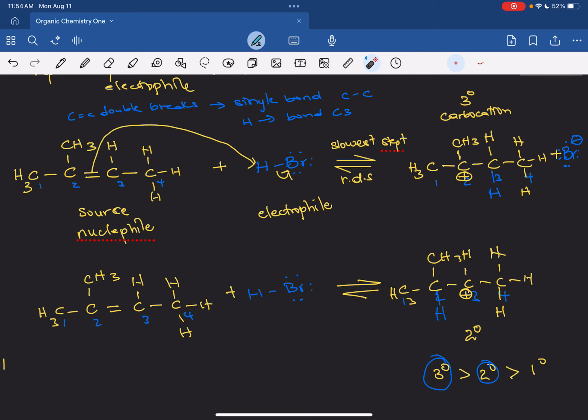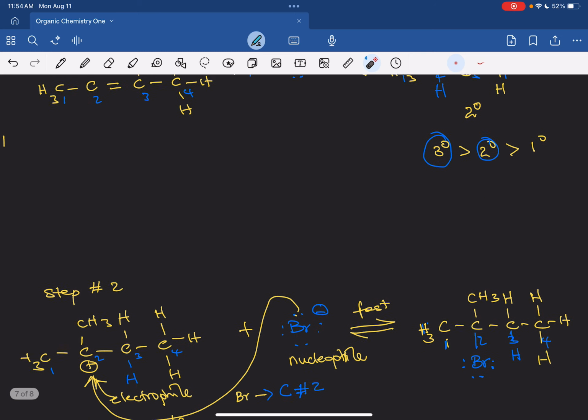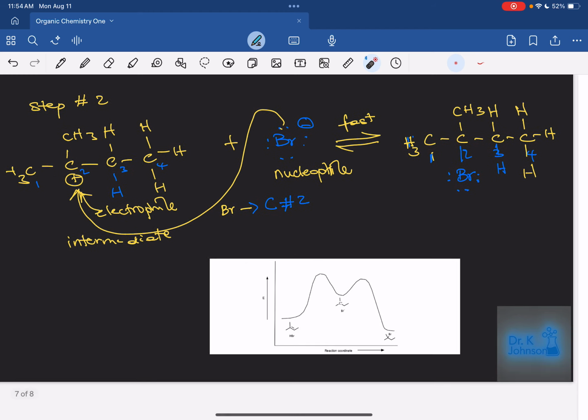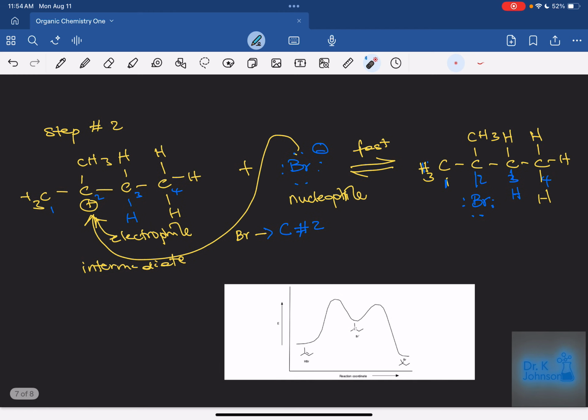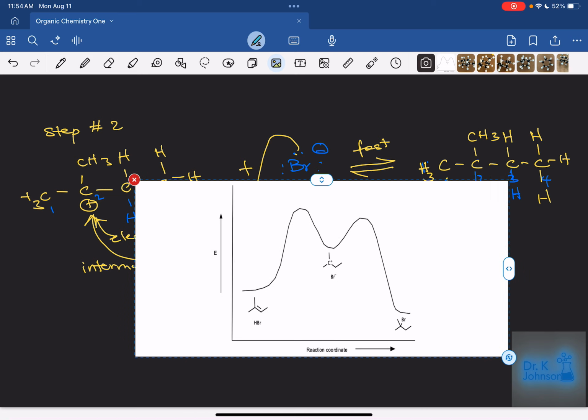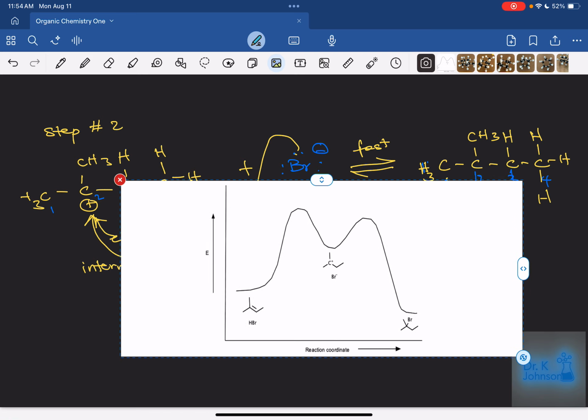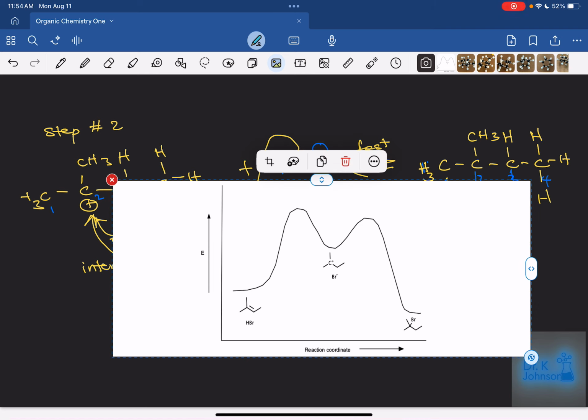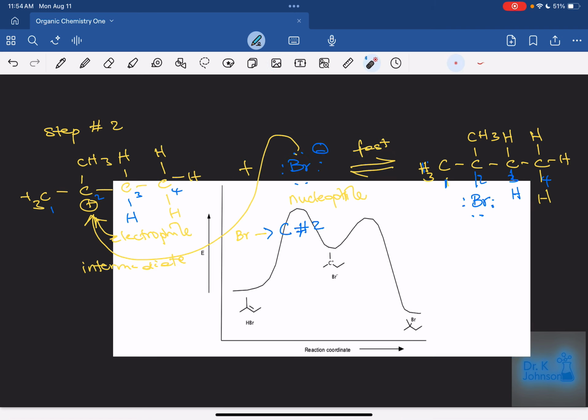Now, let's look at an energy profile diagram for a minute, just to see why step two is fast and why step one is so slow, right? You might be asked questions about your reaction. This is an energy profile diagram, by the way. And it's the same reaction. It's just that what you're seeing here is line angle.